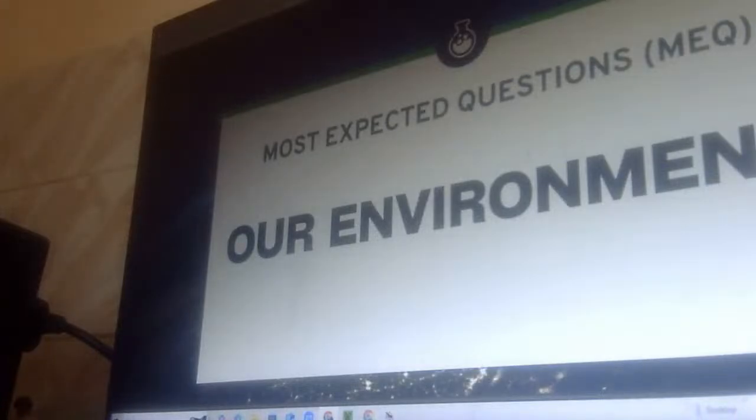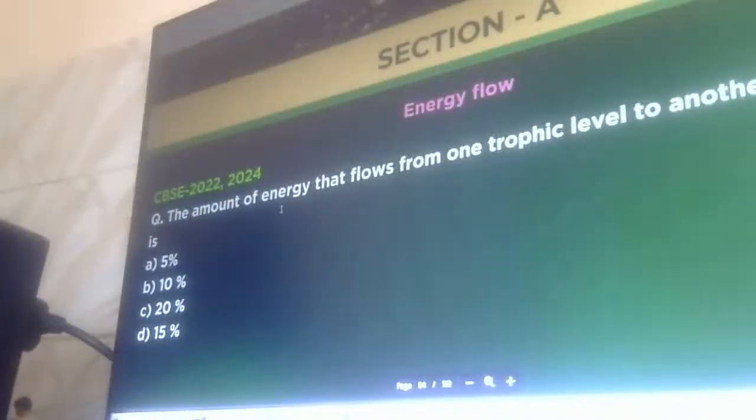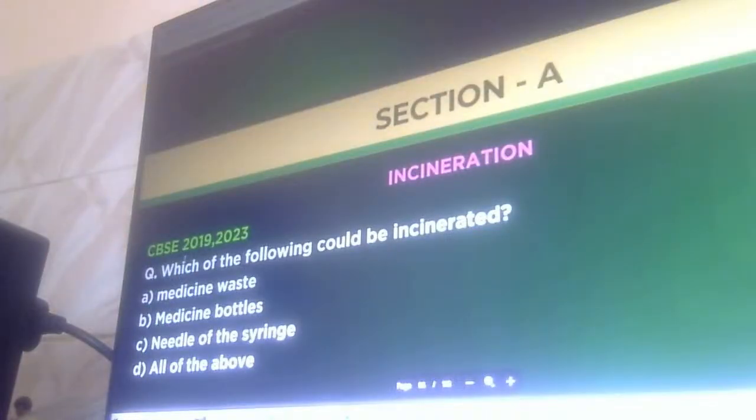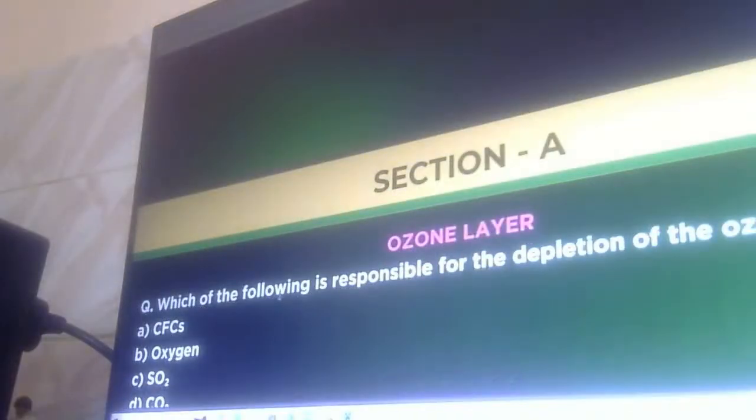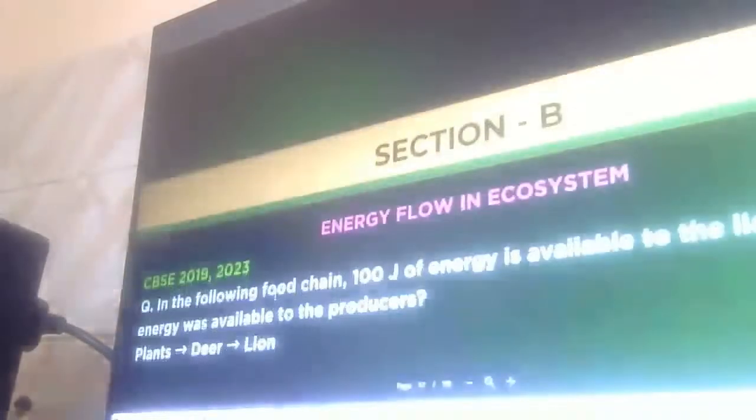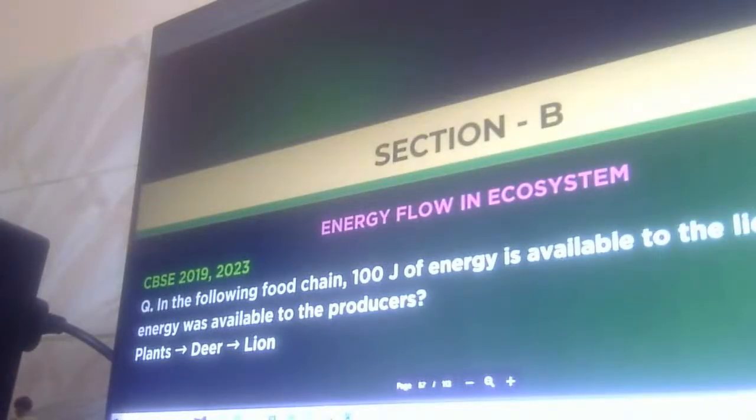Okay, our environment. One trophic level to the next trophic level, 10% law. Which of the following could be incinerated? Medicine waste, medical bottles, needle of syringe, all of the above. And which of the following causes depletion of the ozone layer? CFCs. If 100 joules of energy is for the lion, then the producer will have cut two zeros, 1 joule of energy.